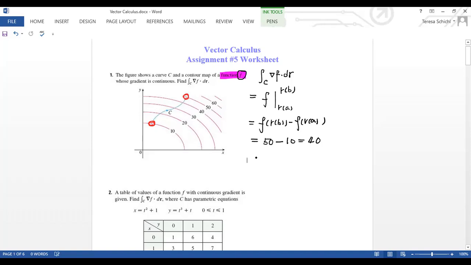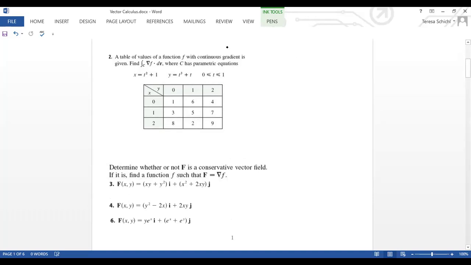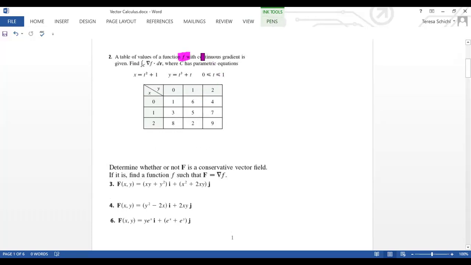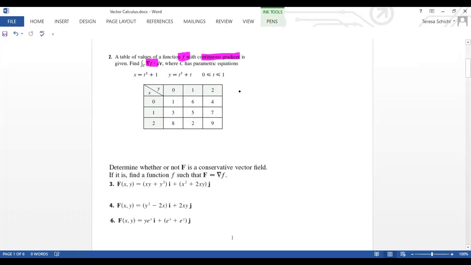Now let's take a look at the second problem. I also like this type of problem because it's like the tables, so it's a kind of concept. Let's say a table of values of the function f, so the table is my function f here. And f has a continuous gradient. So I know this is going to be conservative, right? So if it's conservative, then it will be path independent here, right?